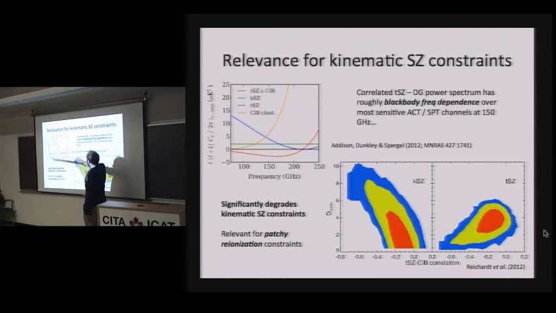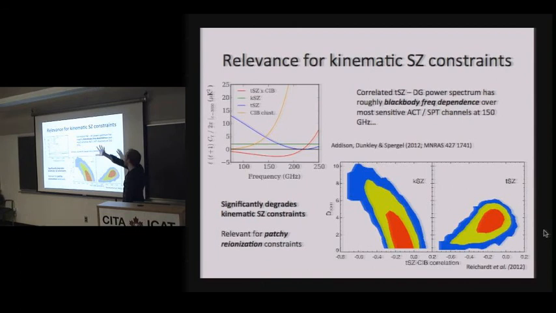So the blue and the orange have very distinct signatures. But when you take a correlation between them, the power spectrum is this red line. And right around where ACT and SPT are sensitive, this doesn't look too different from flat. And this is a big problem, because getting at the kinematic SZ is interesting, and our constraints are degraded hugely if we allow for this correlation I've been talking about.